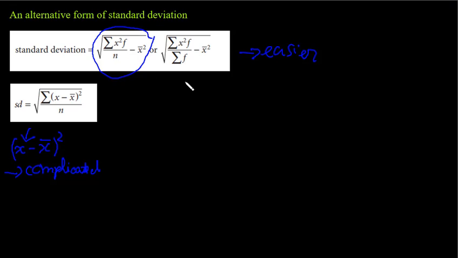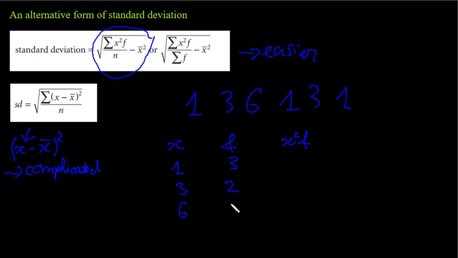Okay, let's look at the data set: 1, 3, 6, 1, 3, 1. We have 6 data values here. For the first part, we will make a table of x, its frequency, and x square times frequency. For x equal to 1, 3, and 6, we only have 3 values. Frequency 3, frequency 2, frequency 1.